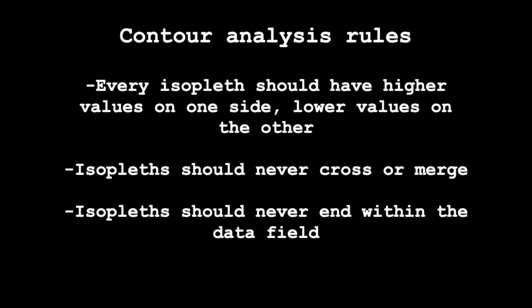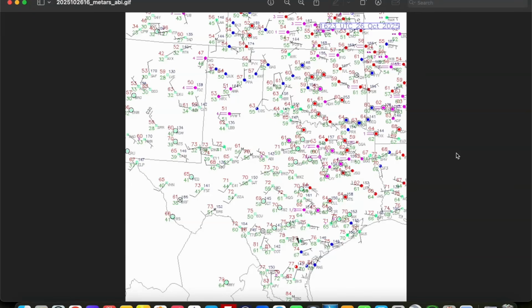Also, isopleths should never end within the data field. Even though we have a finite number of weather reporting stations, as you see on this sample surface map, every single point, down to infinitely small scales, has weather data associated with it. So just because we don't see a station reporting data, say for example in this void right here, doesn't mean there isn't any data there. The data field is continuous.